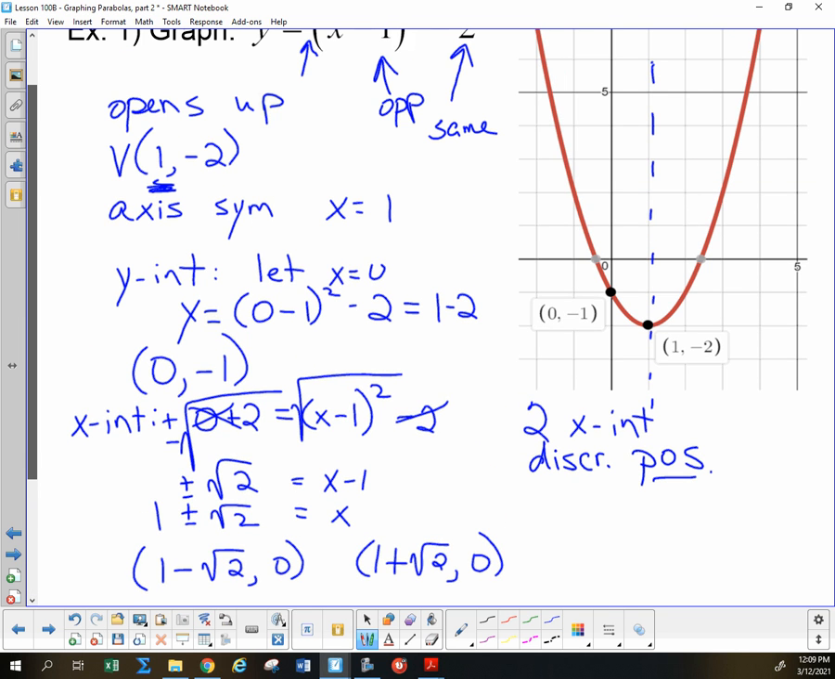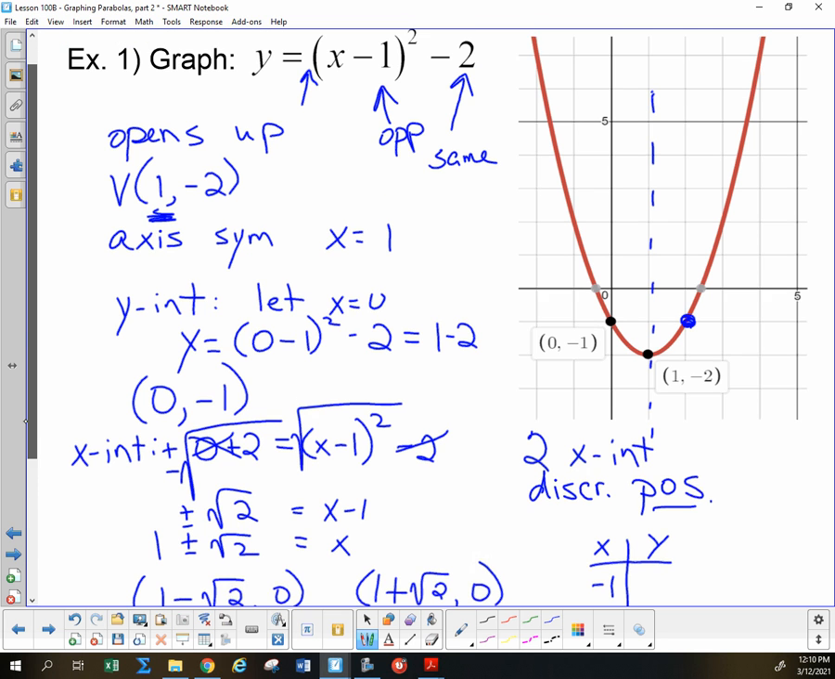I need to always plot 5 points when I am doing these, so I had 0, negative 1. By symmetry, on the other side of the axis, I have that point. It happens to be 2, negative 1. I need to get something else in there. So I already have ones with x coordinates 0, 1, and 2. So I'm going to plug in negative 1 just to get a third point.